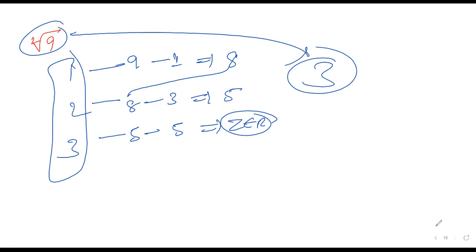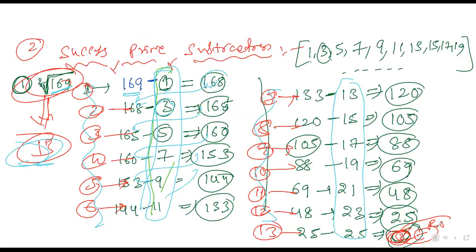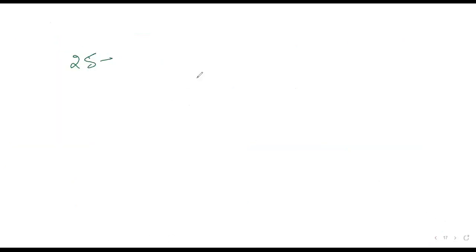How is the method? It's a very simple method. Yes or no? Yes. That is the successive prime subtraction method. The second method is done. The last method, the division method, we'll discuss in the next classroom session.